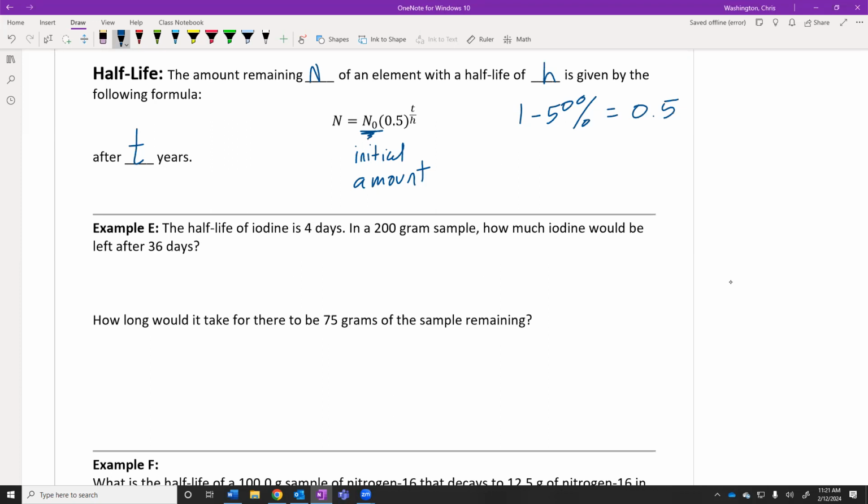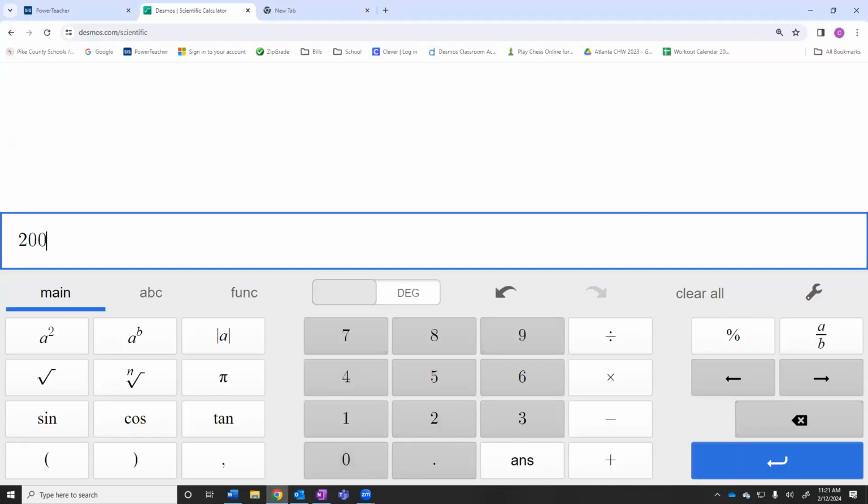So our example here, the half-life of iodine is 4 days. That's going to be H. A 200-gram sample, that's what we're starting with. How much would be left after 36 days? That is T. So we're looking for the amount. We start with 200. Half-life is always 0.5. The time is 36. The half-life is 4.